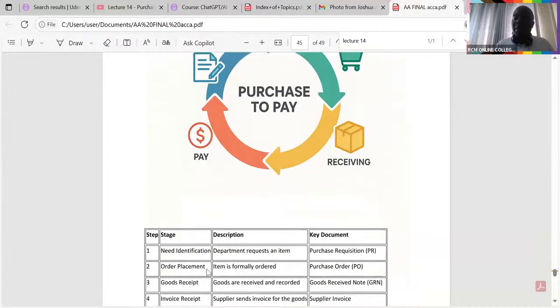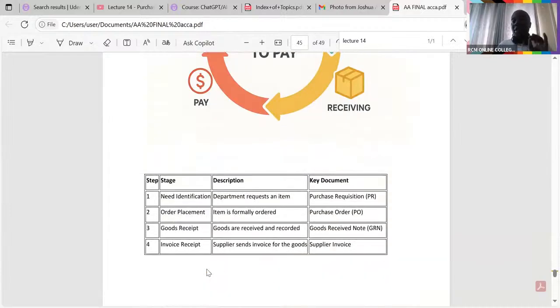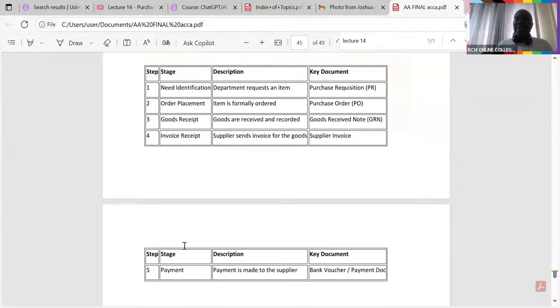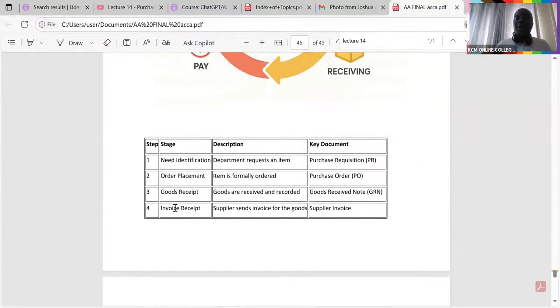And I've been able to summarize the same, ladies and gentlemen, on this table where we have the key steps: need identification, we place an order, goods are received, and then we get an invoice. We must be having a section where we pay. Yes. So you can see need identification, department requests an item.